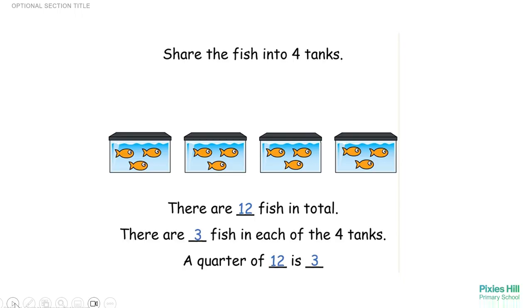So here the fish have been divided into the 4 tanks. So there are 12 fish in total. There are 3 fish in each of the 4 tanks, so therefore a quarter of 12 is 3. Because you're looking at one of the tanks.